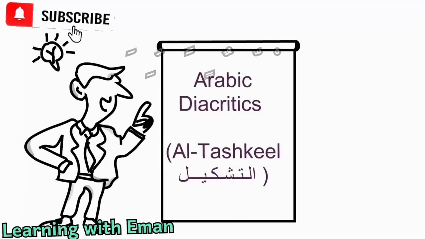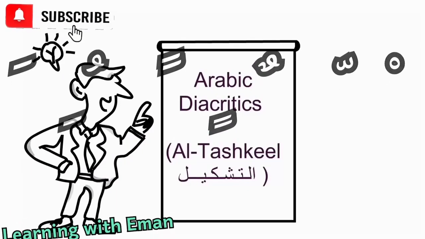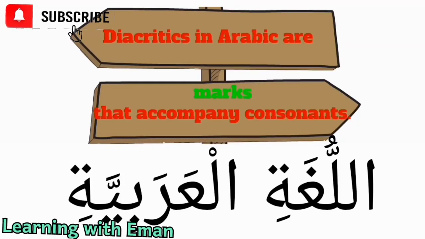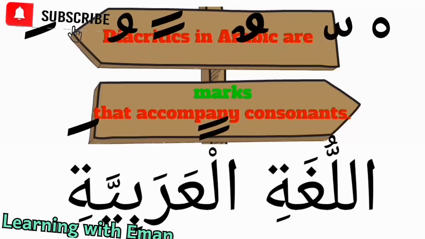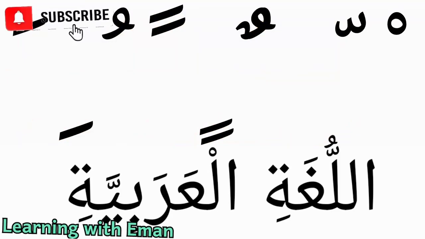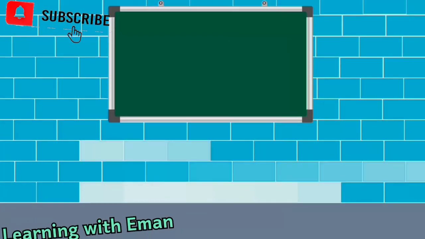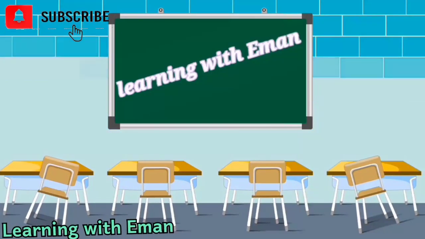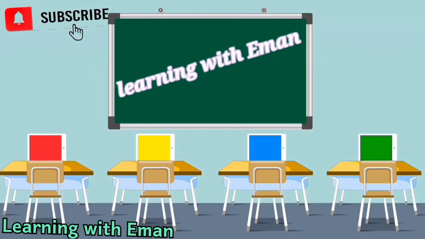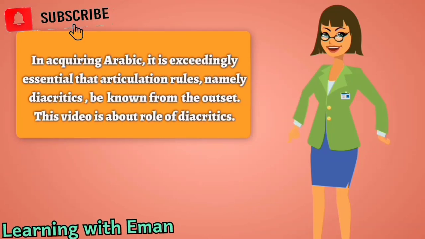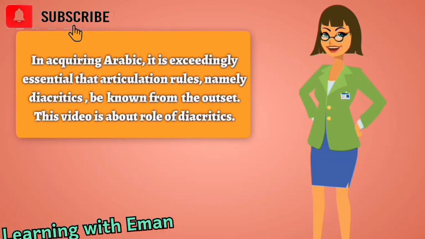Arabic diacritics. Diacritics in Arabic are marks that accompany consonants. In acquiring Arabic, it is exceedingly essential that articulation rules, namely diacritics, be known from the outset. This video is about the role of diacritics.